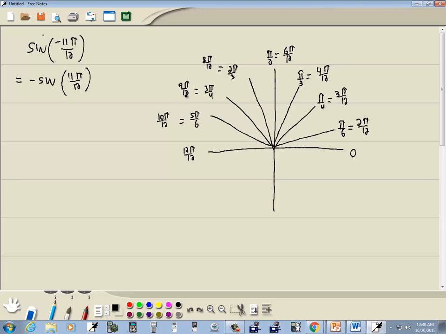Well, we got 9 plus 2 would give us 11. So I could rewrite this as negative sine of 9 pi over 12 plus 2 pi over 12. So 9 pi plus 2 pi gives us our 11 pi. Well, this is really 3 pi over 4. And 2 pi over 12 is really pi over 6.